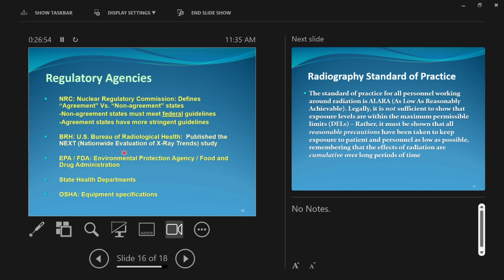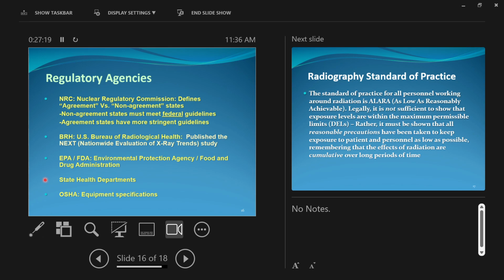They're a regulatory agency. EPA and FDA are the Environmental Protection Agency and Food and Drug Administration. I know X-rays are not a food or a drug, but the FDA gets to say something about the use of radiation in the United States, so we follow any FDA guidelines. State health departments. Our state health department is the California Department of Public Health Radiologic Health Branch.